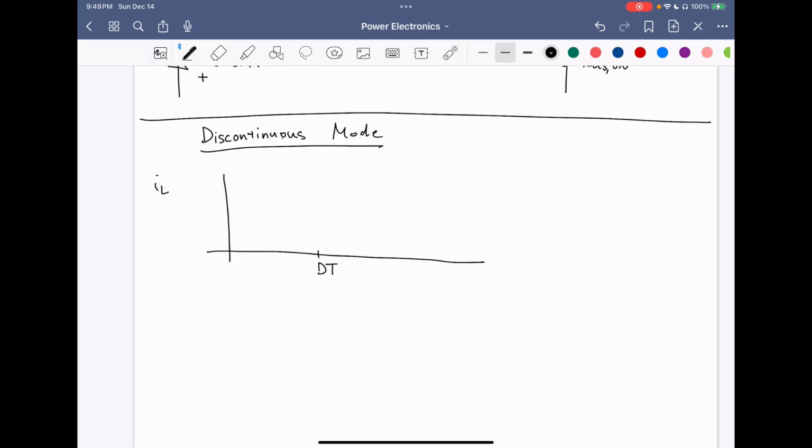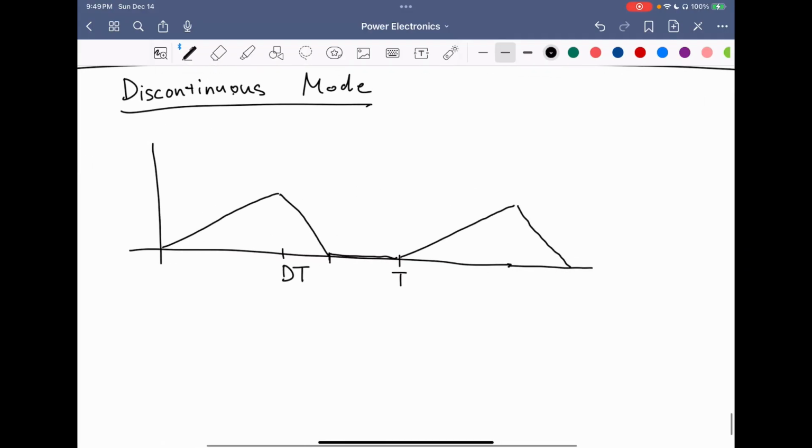So if this is dT and we have T here, the inductor current will rise during the dT interval, and then at some point before the end of the period, it will fall to zero. And once again, we have periodic steady state operation, so it's going to repeat every cycle. So this interval, let's call d1T.